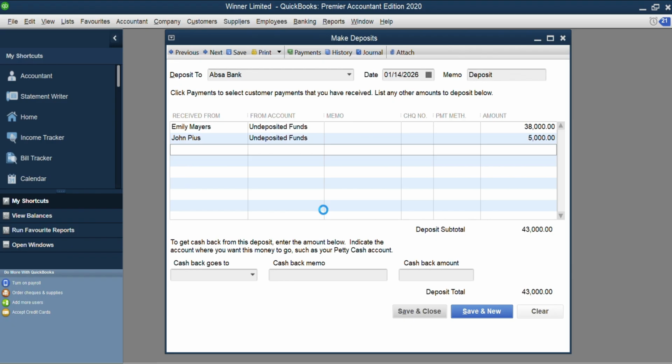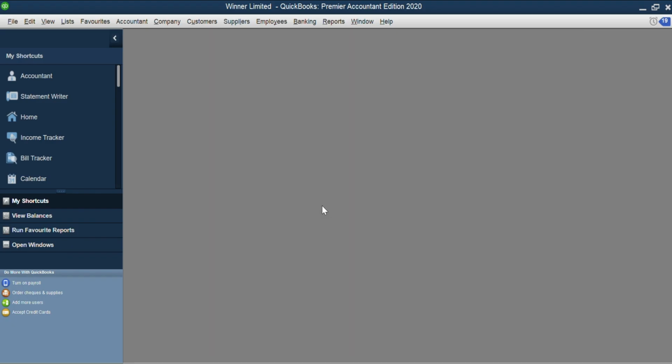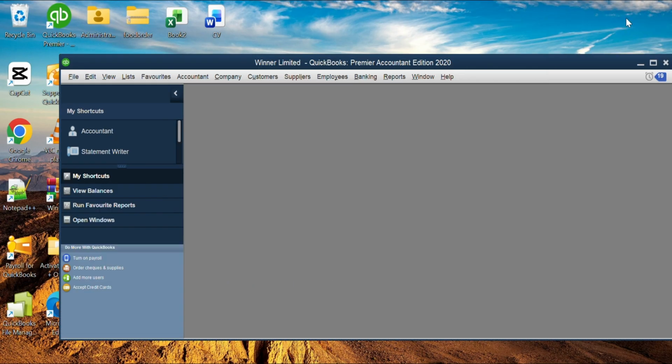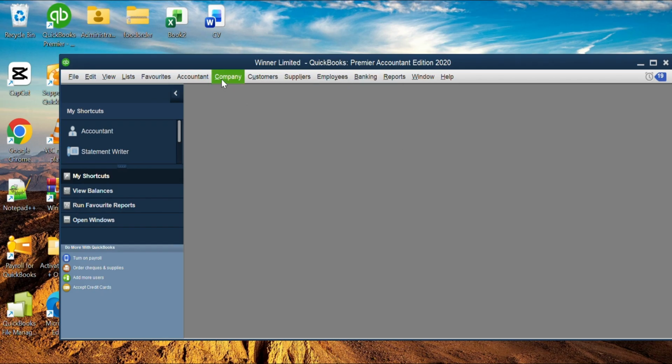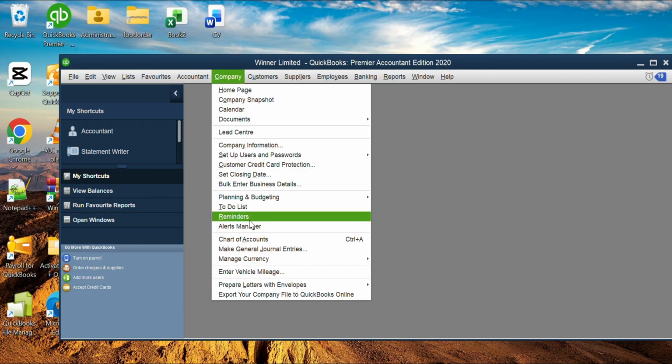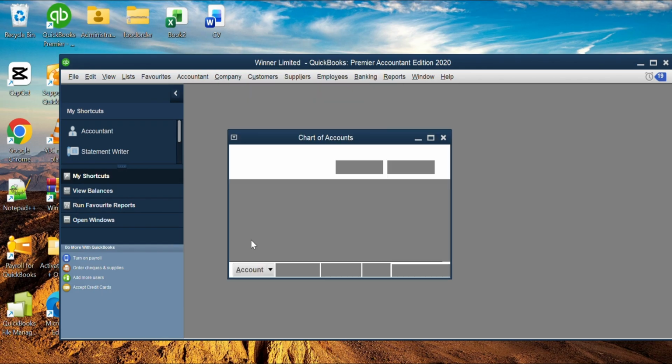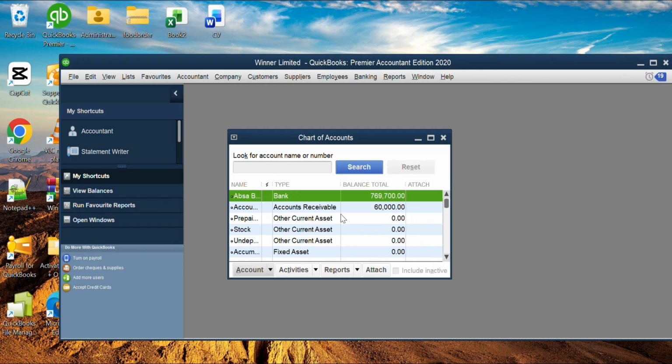So what you normally do is bank that money to ABSA. ABSA is the account that we opened when we were incorporating, when we were beginning the company. So you normally go to banking and make a deposit. That is what you normally do in order to deposit those checks.